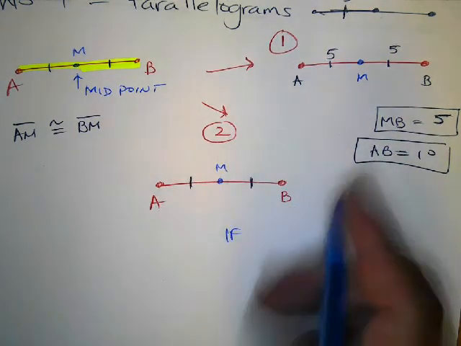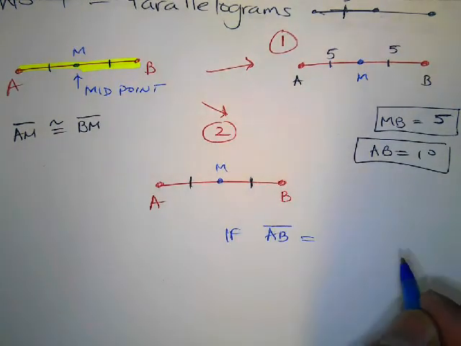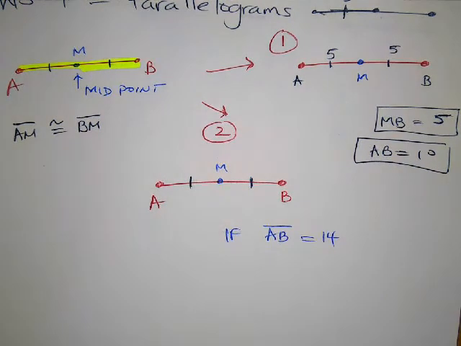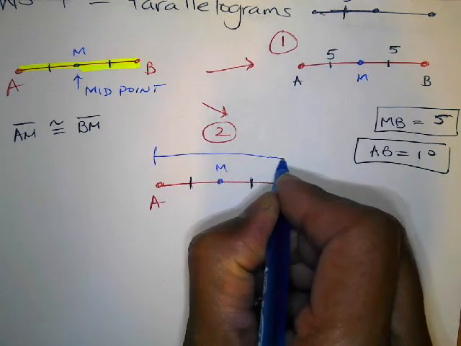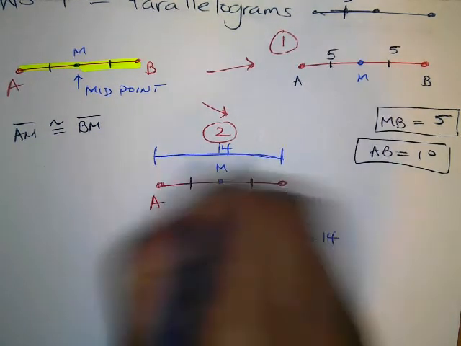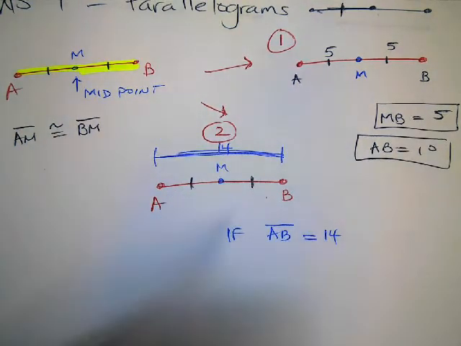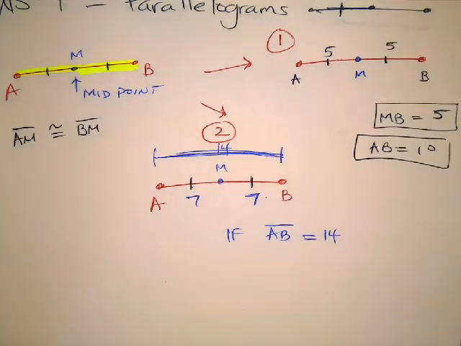What if they tell you this whole segment AB is, let's go with something like 14. Does that mean this one's 14 and this one's 14? No, they're telling you the whole thing is 14. If the whole thing is 14, what does that tell you for either this one or this one? Well, then it has to be 7 and 7, right? It has to be cut exactly in half. 14 divided by 2, right?